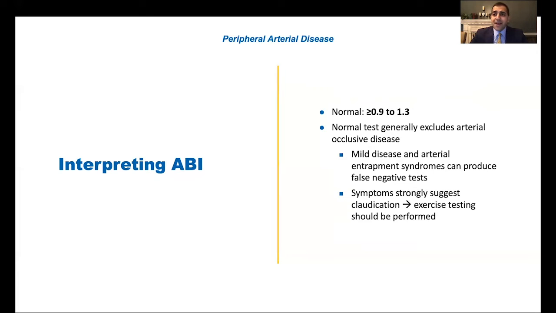And like anything in medicine, we know that if we are suspicious about it, we do not give up. Based on our suspicion, we'll keep testing to unmask the disease. And so if someone has symptoms that are strongly suggesting peripheral arterial disease and they have normal values, we may perform other testing at that time, which we'll get into.